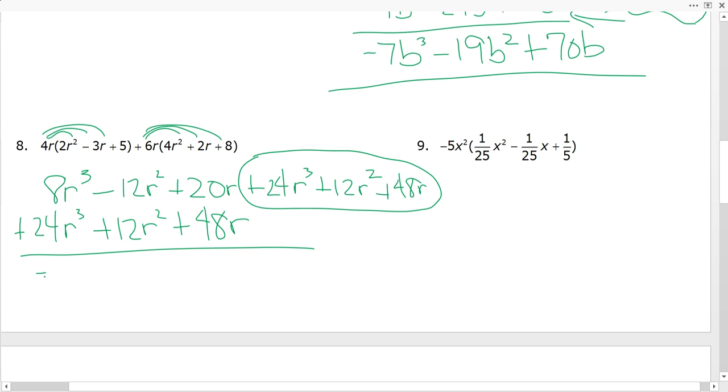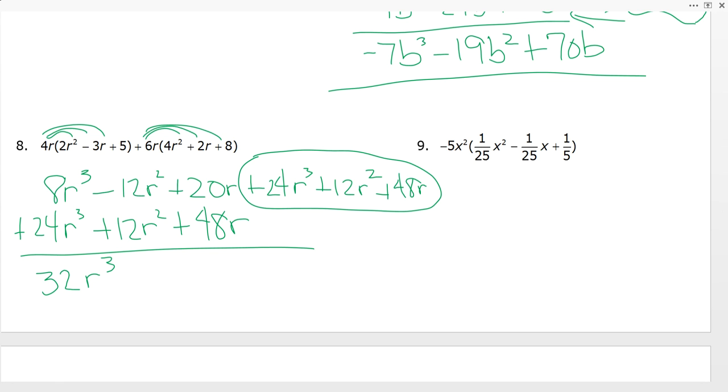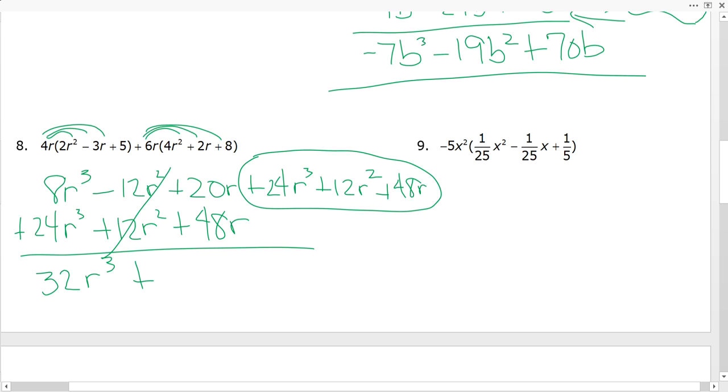8 plus 24 is 32, r to the third. Remember, we're just adding the coefficients. We're not changing the exponents when we add, only when we multiply. That cancels out to 0. And 20 plus 48 is 48, 58, 68. So there's my answer.